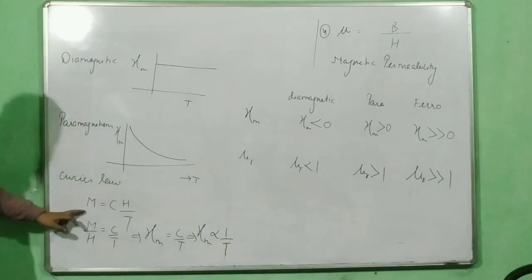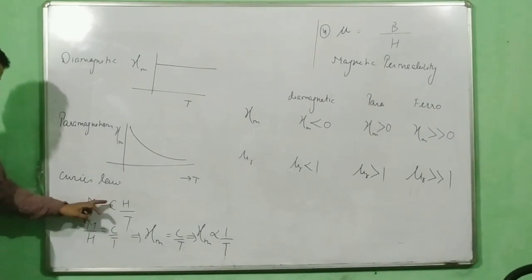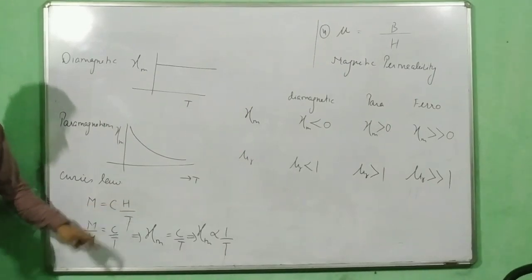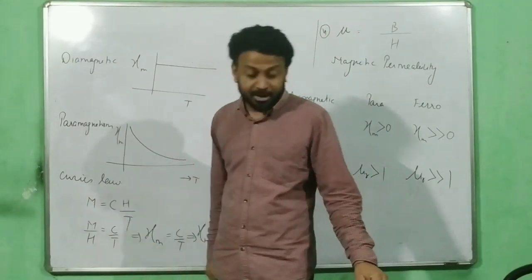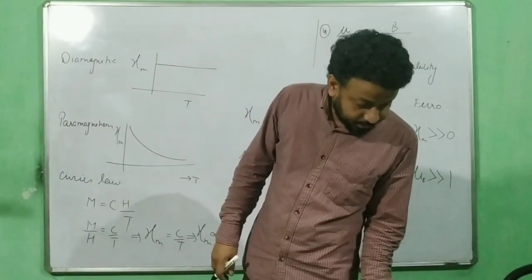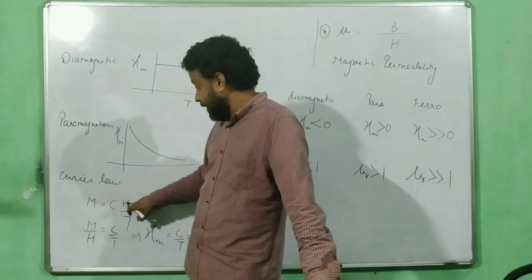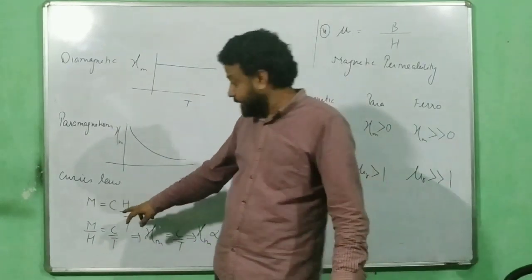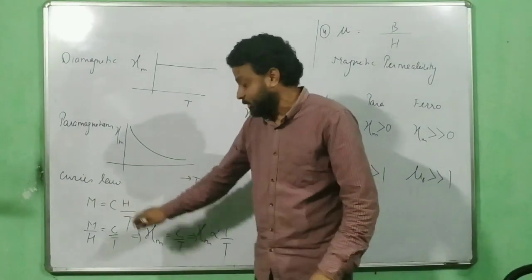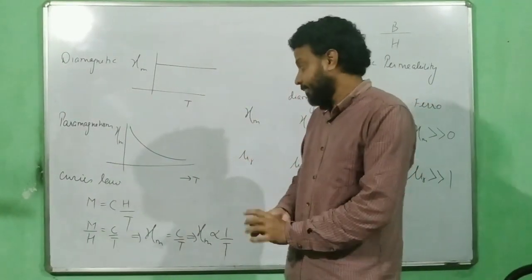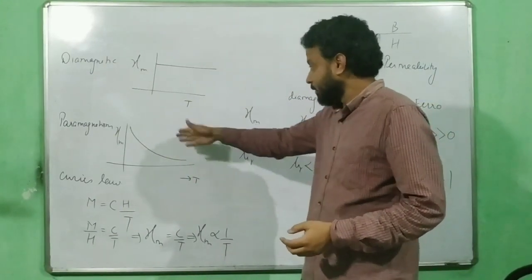So as per Curie's law, the magnetic moment per unit volume is directly proportional to the magnetic intensity, and this is called intensity of magnetization. This is called magnetic intensity, and this is intensity of magnetization. So intensity of magnetization, that means magnetic moment per unit volume, is directly proportional to the magnetic intensity. This was found by Curie, and the relation is like this: a 1 by T curve.